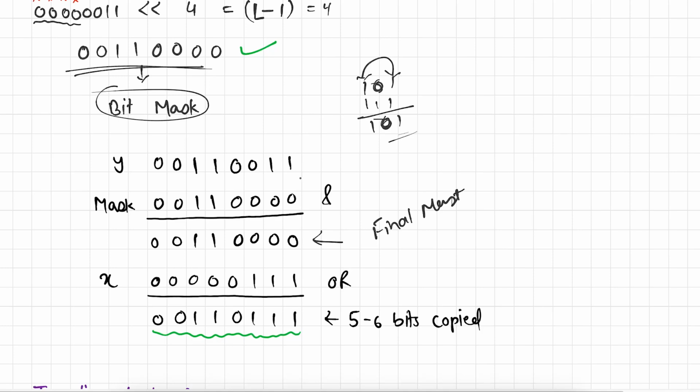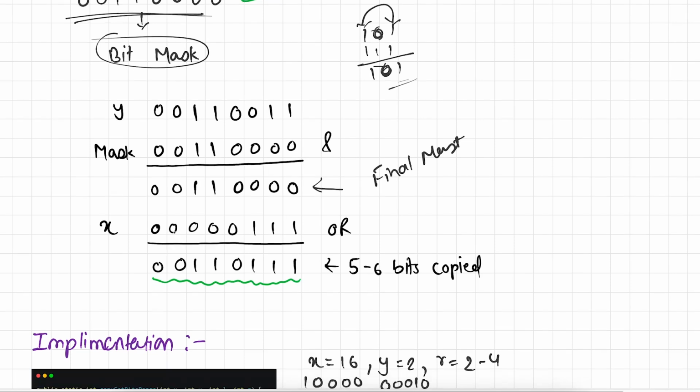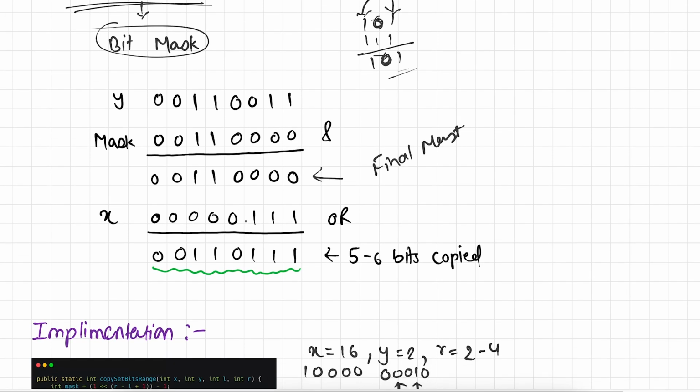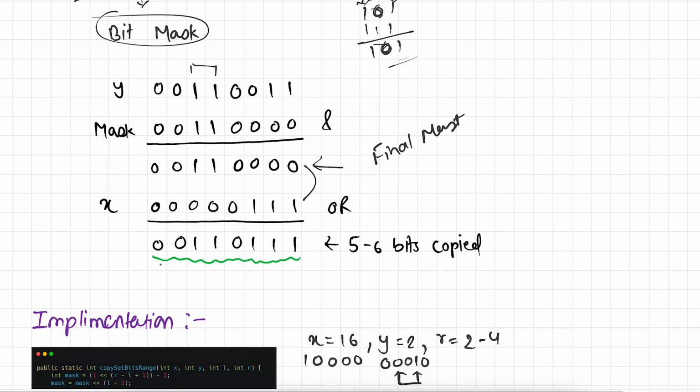And now we simply have to do one thing. We have to do bitwise OR with this mask. So when we do bitwise OR with this mask of both the numbers, we get 00110111. Now you can see that we have successfully copied both the bits from 5 to 6 in x, and the binary representation of number x is 0 0 1 1 0 1 1 1.